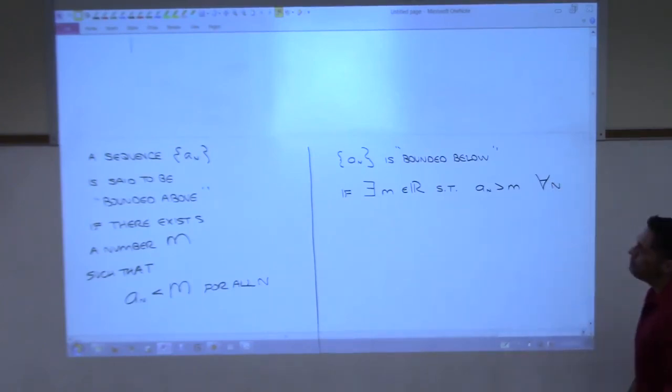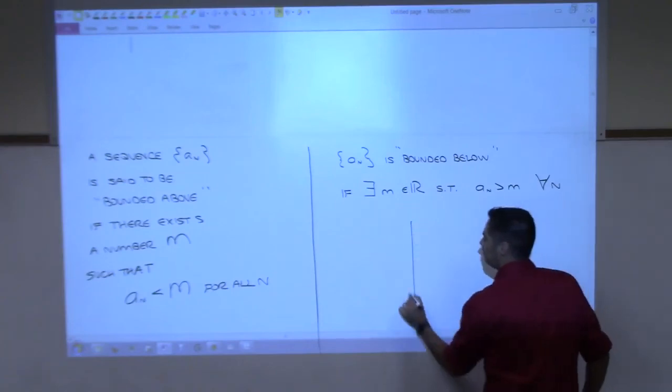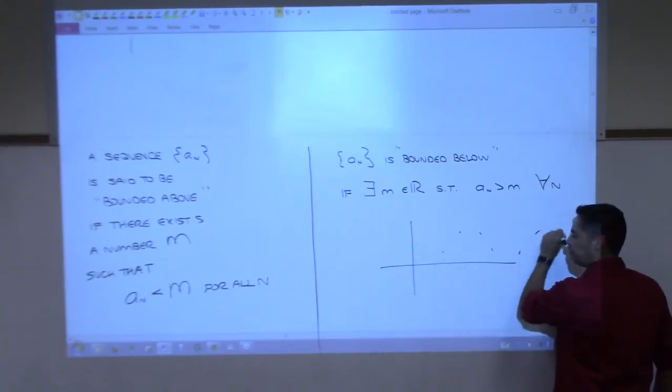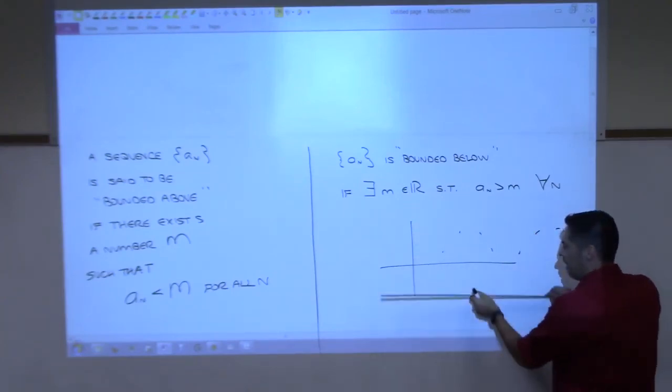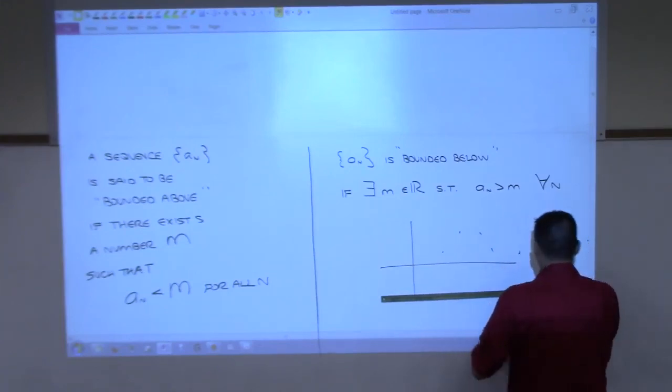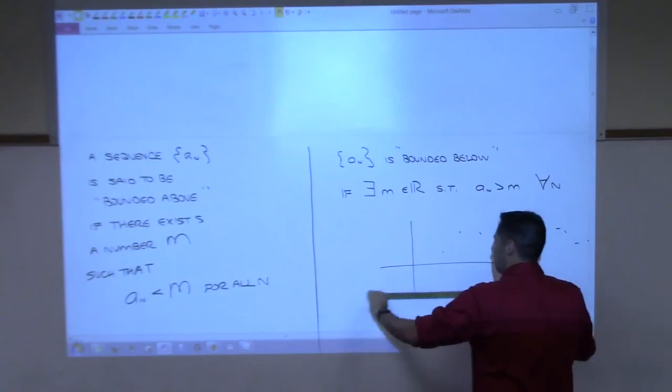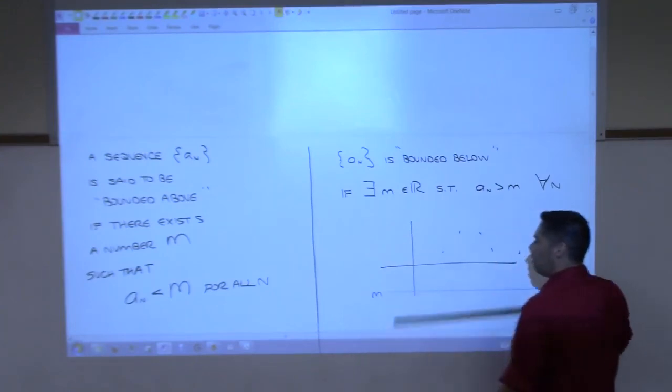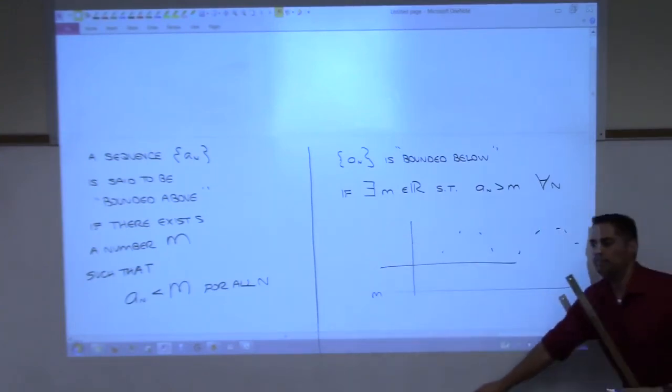Okay, this picture looks like this. Sequence, some m here, little m, that is a lower bound. None of those dots ever go lower than that little m.